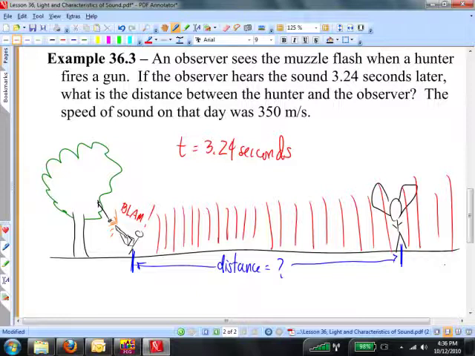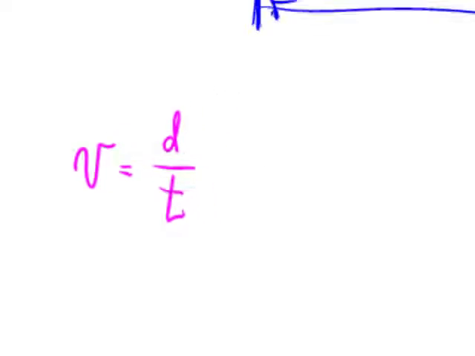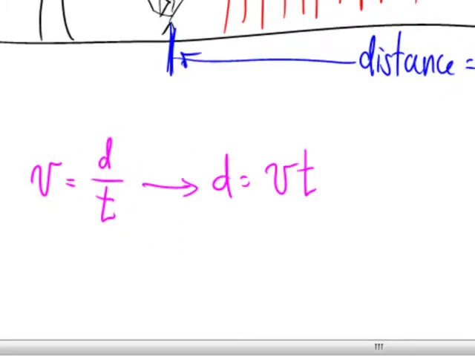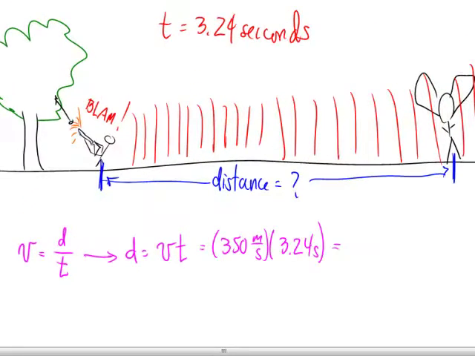The average speed of the sound is going to be the distance that the sound travels divided by the time that it takes to travel that distance. So let's do that. The speed of the sound in this case is equal to the distance the sound travels divided by the time it takes to travel that distance. Let's solve that equation for d. And now let's put in the numbers. The speed of the sound wave is 350 meters per second. The time is 3.24 seconds. And now feed those numbers into the calculator, and I get that the distance is 1,134 meters, just over a kilometer.